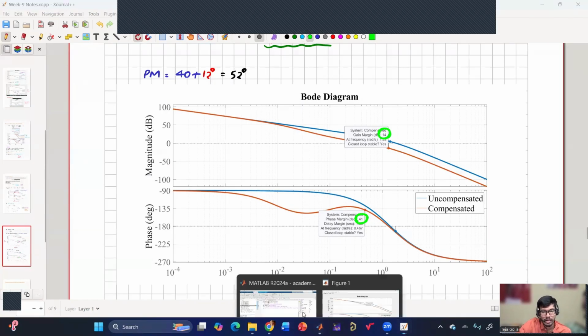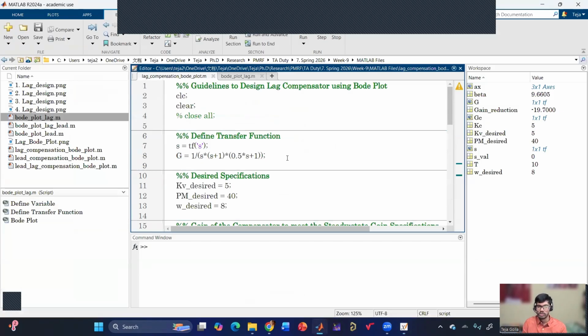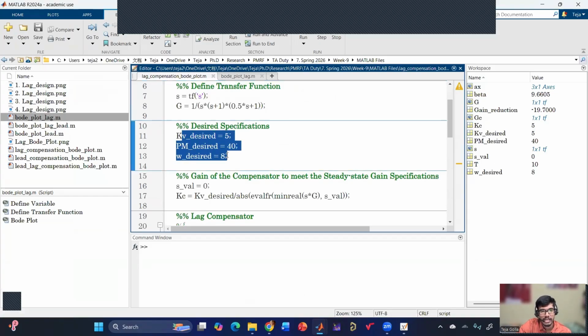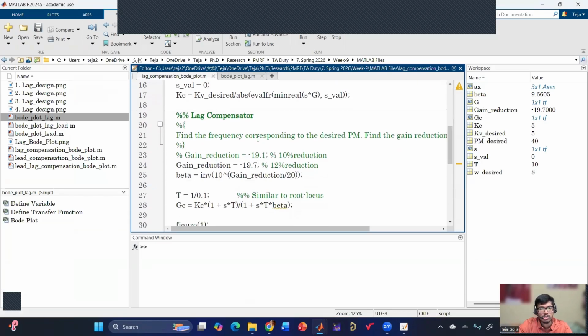So just to quickly discuss the code overall, the design of the lag compensator using Bode plot. So in the beginning, I am clearing the command window as well as the workspace. Then I have defined the transfer function. Then I have gone to calculating the gain first from the desired steady state specifications. Once I got the gain, I am going to the lag compensator design. So first I have to see where my phase margin requirement is met. Then with a 10 to 12% correction.